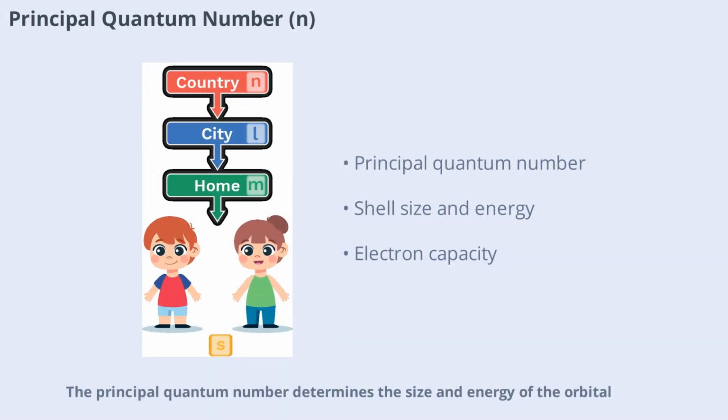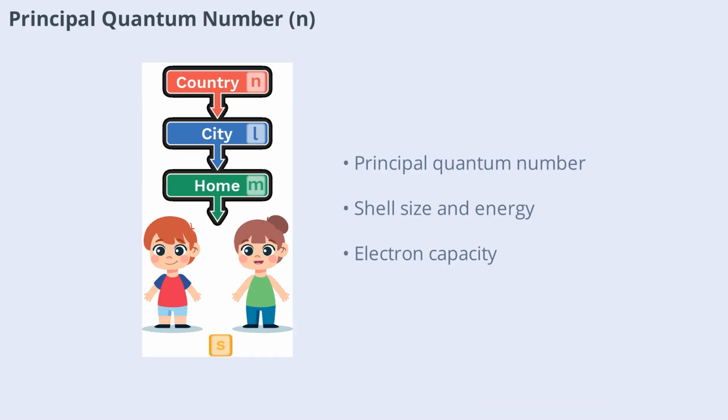Principal quantum number determines the size and energy of the orbital. The maximum number of electrons in a shell is given by 2n². As n increases, the size of the orbital increases. Each shell is designated by letters such as K, L, M, N, corresponding to n equals 1, 2, 3, 4 respectively. This quantum number is fundamental in identifying electron shells.